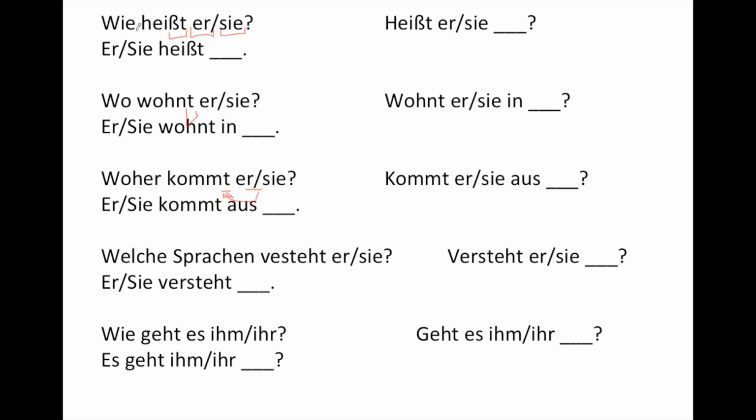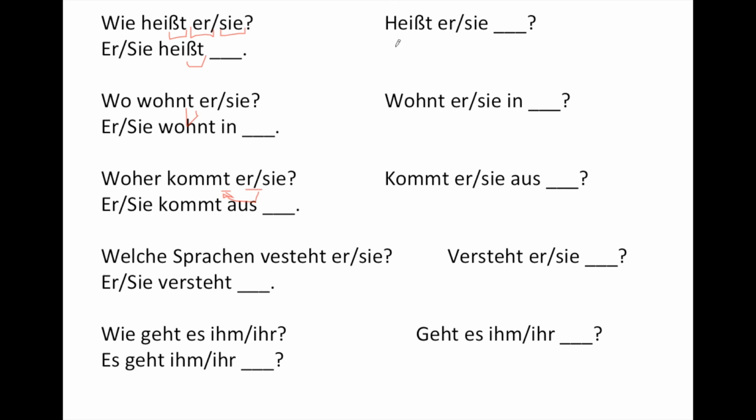And we have the same word order as if we were asking about du, or if we were replying with ich. We just have to change the verb conjugation. So if I'm talking about my best friend, I say, wie heißt er? Er heißt blank. If I'm still talking about him, I can say, wo wohnt er? Er wohnt in Moore. Woher kommt er? Er kommt aus Oklahoma. Welche Sprachen versteht er? Er versteht blank.